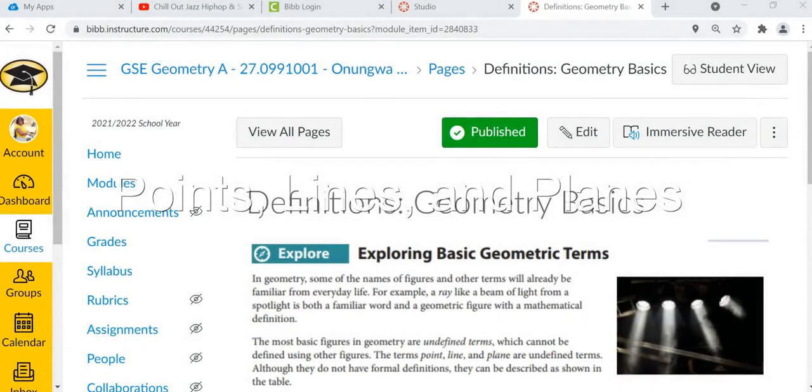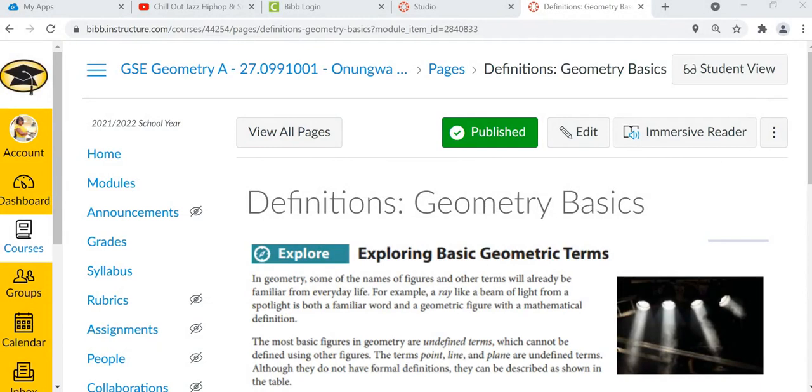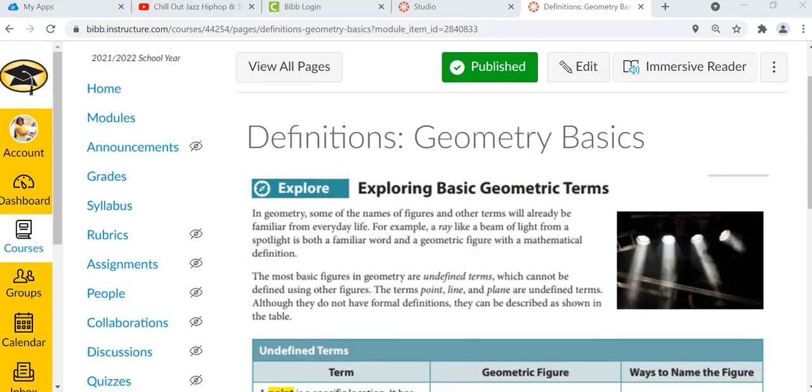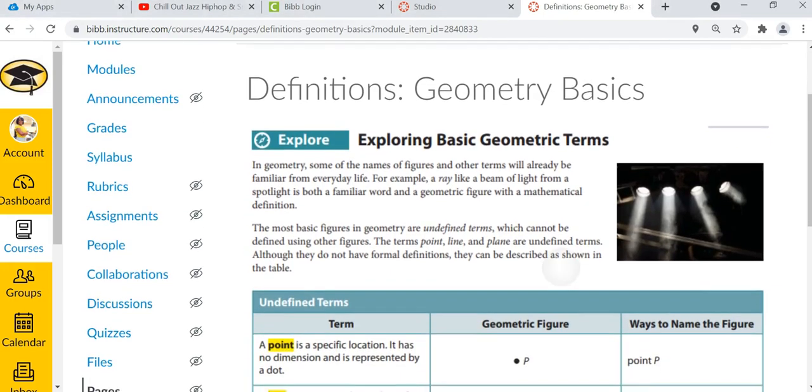Okay, so we're going to go over the definitions of geometry. I hope you can hear me. We're going to go over basic geometry definitions. Make sure as we're going over this that you are writing the definitions down, okay?